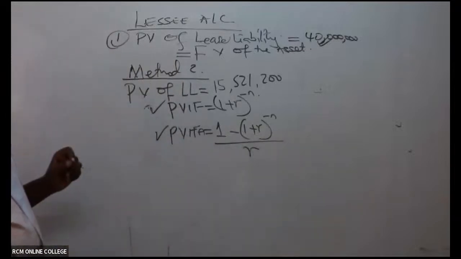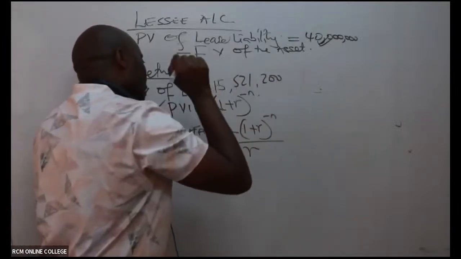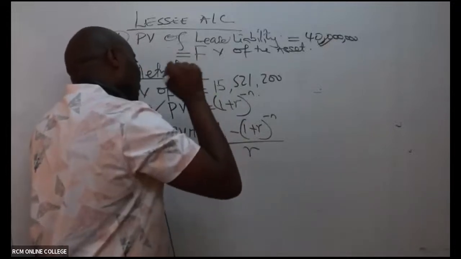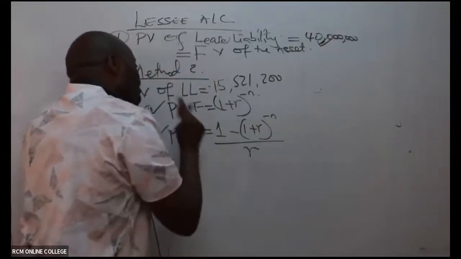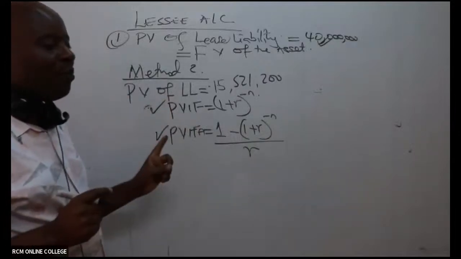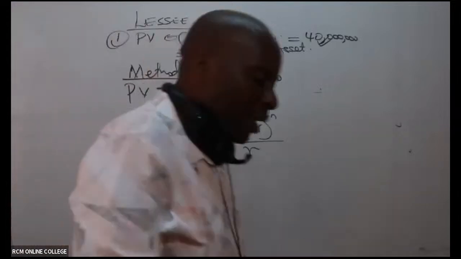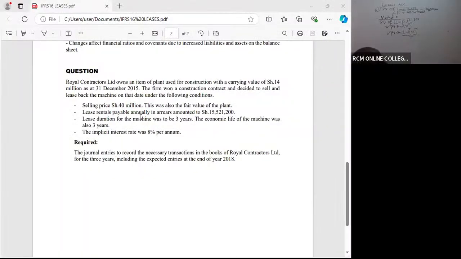Now, ladies and gentlemen, let me ask you a question. This figure you are seeing here, is it going to be uniform or irregular? Uniform, thank you very much. Uniform, because look at the question itself. What is the question telling us? You can see lease rentals payable annually, every year. It is 15,521,200 every year. So this is an annuity.